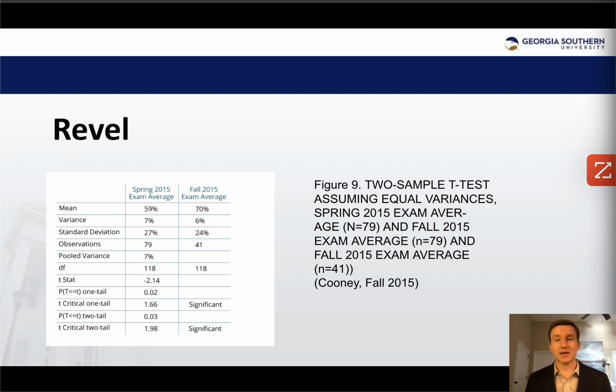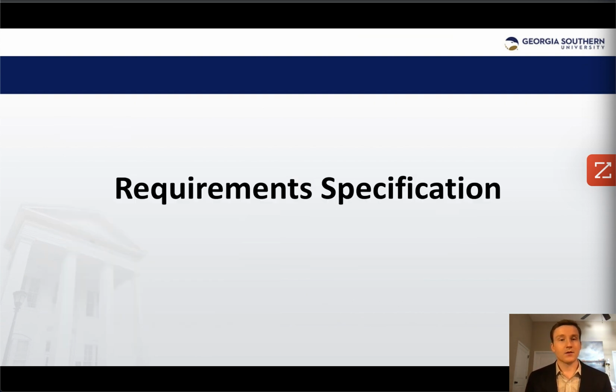These tests use a sample size of 118, and the t-value associated with that was negative 2.14. And p was less than 0.05, indicating that this was an increase and is statistically significant. Now we will review the requirement specification.